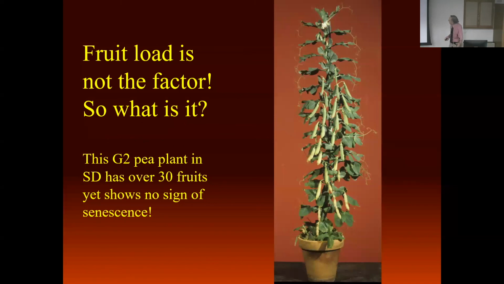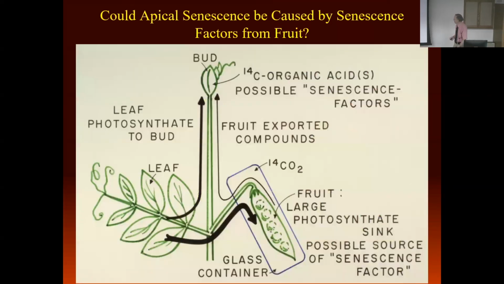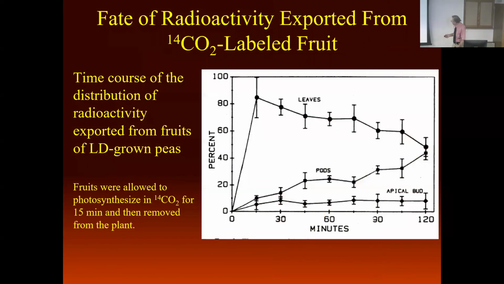There's one in short days, huge numbers of fruit, rapidly growing, no problem. So we wondered, well, could fruit be sending a senescence factor? So we labeled peas with radioactive CO2, and then asked whether radioactivity is getting into some compounds that go to the apical bud and kill it.